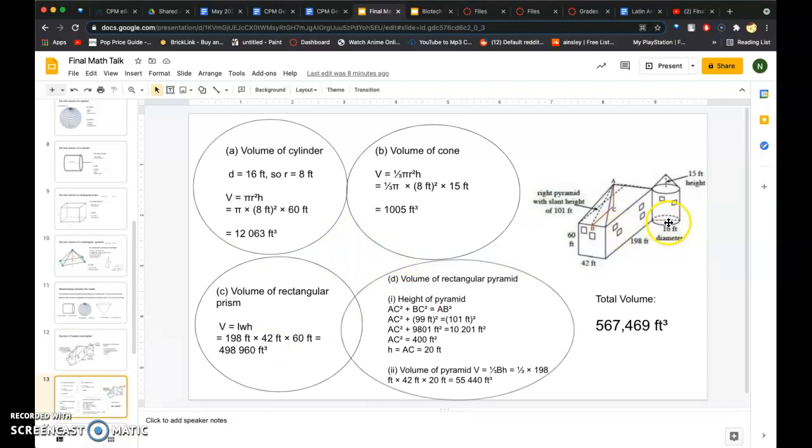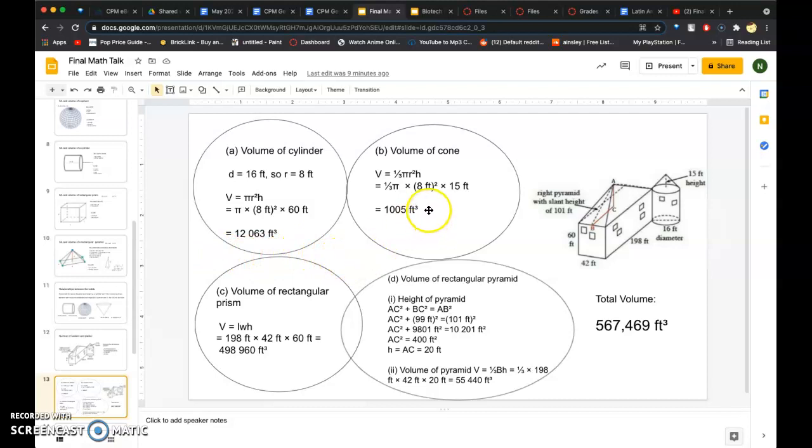So diameter of 16 yields us a radius of 8 feet. We use the aforementioned formula from the first part, pi r squared times height, to find the volume of the cylinder. We know the height of the cylinder is 60 feet because it's given to us here as part of the rectangular prism. So we plug our radius in and we get a volume of 12,063 cubic feet.